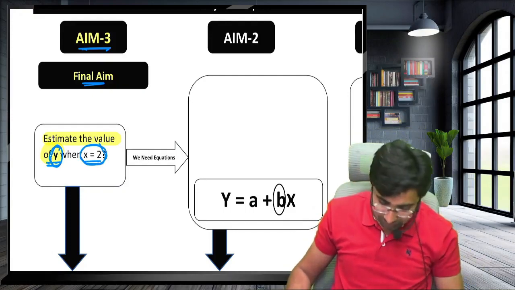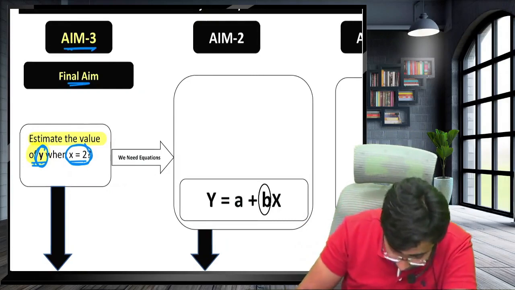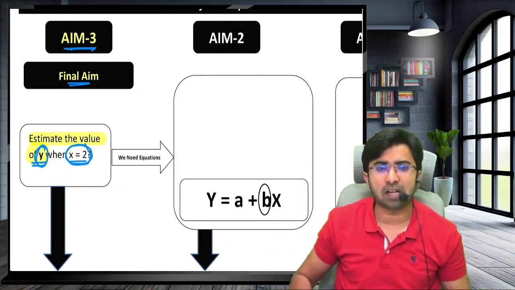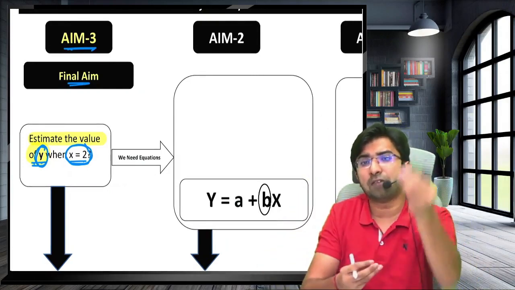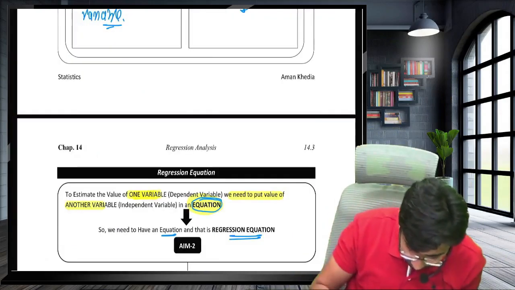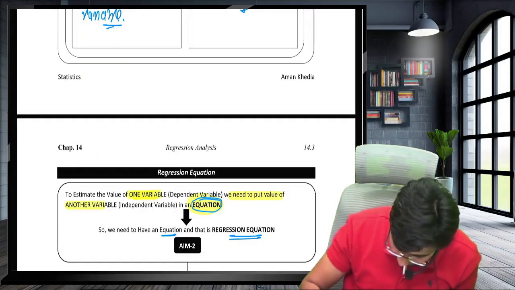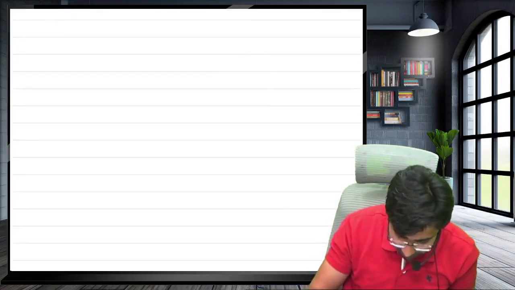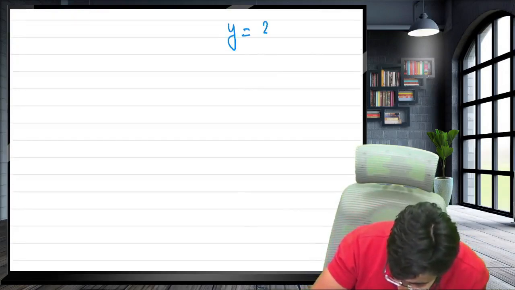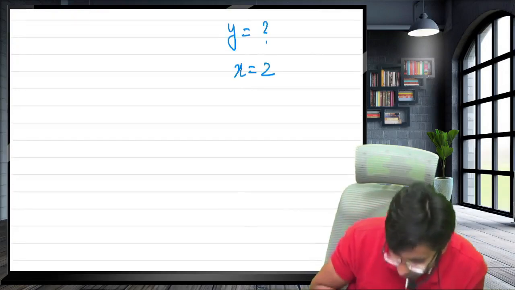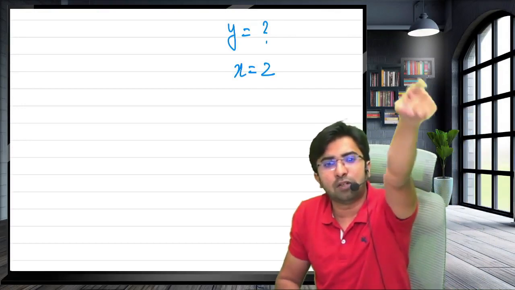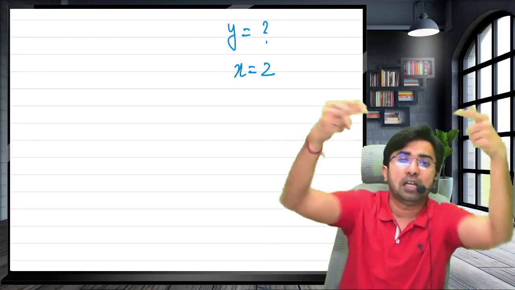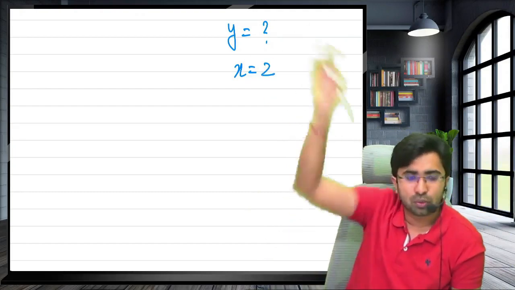Guys, now just tell me how you will estimate. Sir, we can estimate the value of one variable, but we need to have one equation. For example, if I say, guys, what is the value of y when x is 2? Okay, sir, you have to estimate the value of one variable y when the value of another variable is known. Yes, sir, x is known, it is 2.